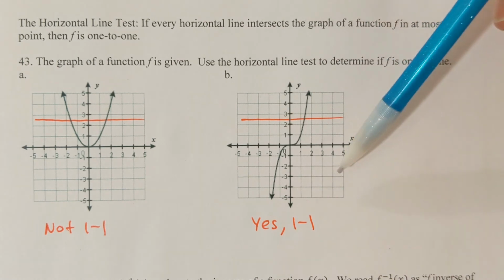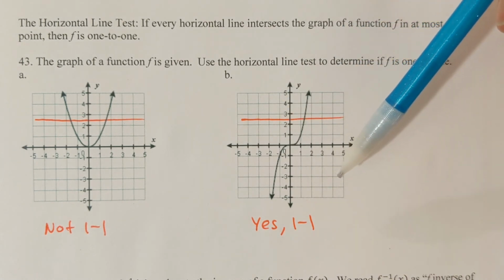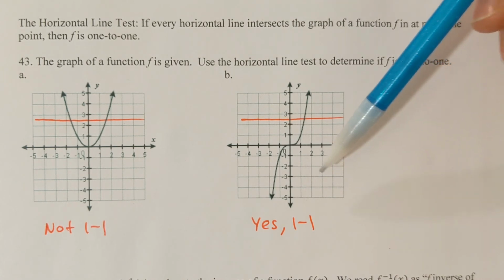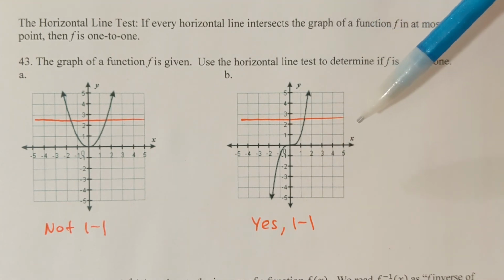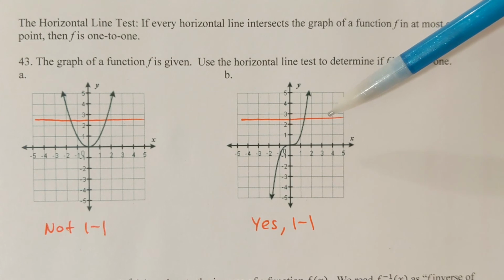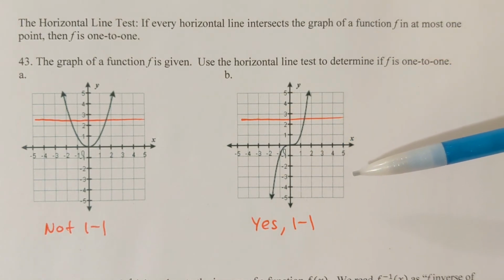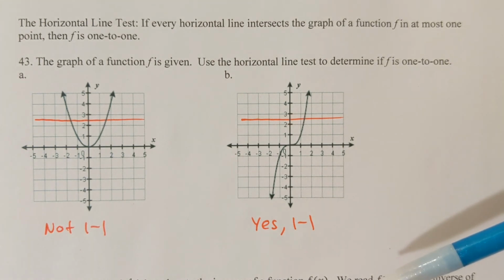Let's take a look at part B. Here's another function. This is the cube function. We looked at that in section 11.4. Of course I do have a function because it passes the vertical line test. This is y equals x cubed. Now, is this a 1-to-1 function? Yes, it will be because it passes the horizontal line test. If I draw a horizontal line anywhere on the graph, I'm only going to intersect the graph in one point. So yes, this would be a 1-to-1 function.